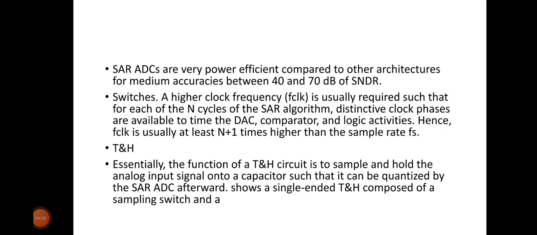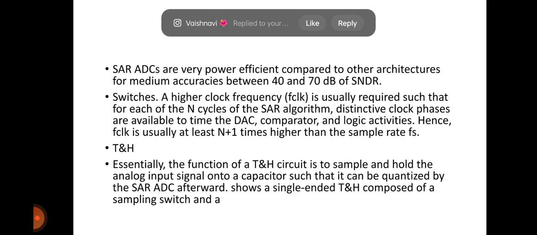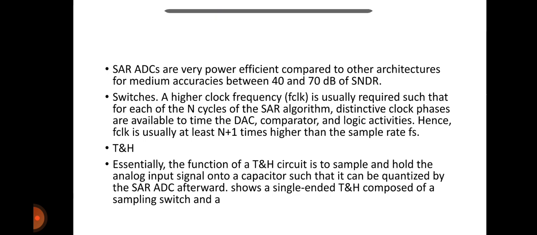SAR ADCs are very power efficient compared to other architectures for medium accuracies between 40 and 70 decibels of SNDR. A higher clock frequency FCLK is usually required such that for each of the N cycles of the SAR algorithm, distinctive clock phases are available to time the DAC, comparator, and logic activities. Hence, FCLK is usually at least N plus 1 times higher than the sample rate Fs.